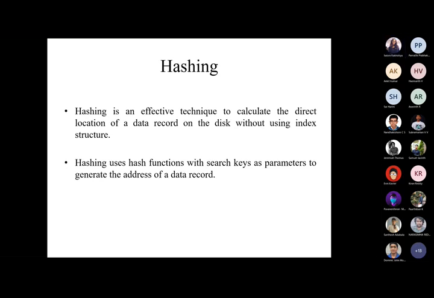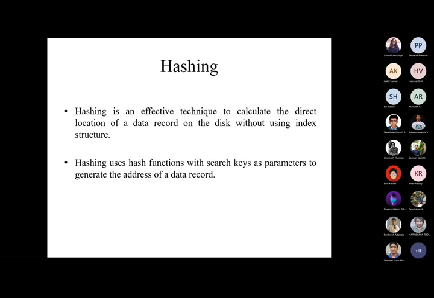So, we'll see some examples for hashing: how hashing can be used to identify the location of a record on a disk without using an index structure. Right. So, in DBMS, hashing is an effective technique to calculate the direct location of a data record on the disk without using an index structure, right?